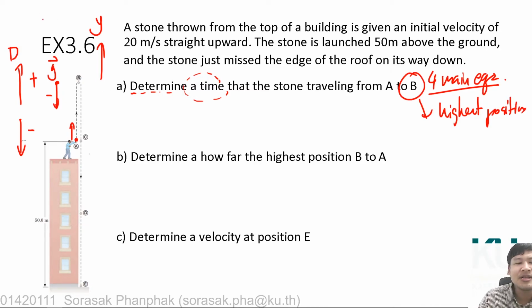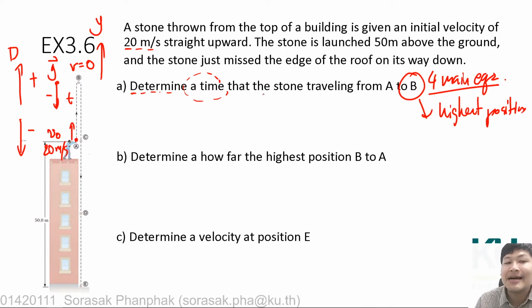What does it mean in terms of the highest position? That means the object will keep moving, and when it reaches the highest point, there is no further velocity upward. The velocity at point B is going to be 0. This is the definition of the highest position. So if you would like to determine the time here, you know the initial velocity, right, which tells you here about 20 meters per second.